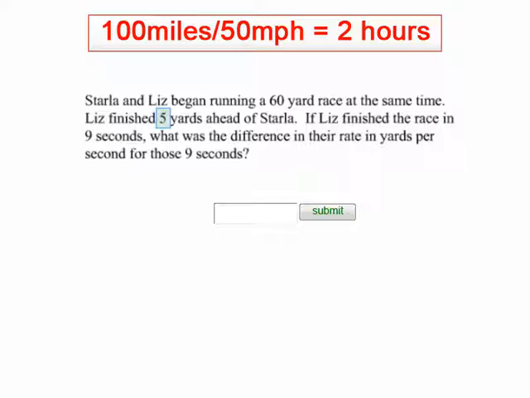Liz finished the race 5 yards ahead of Starla. So in 9 seconds, Liz ran 60 yards. But Starla only ran 55 because she ran 5 yards less. Well, the rate that Liz was running at was 60 yards in 9 seconds, and Starla was 55 yards in 9 seconds. So the difference in their rate in yards per second was 5/9. See, it's easy if you conceptualize it correctly.